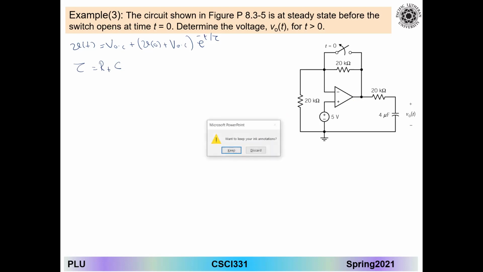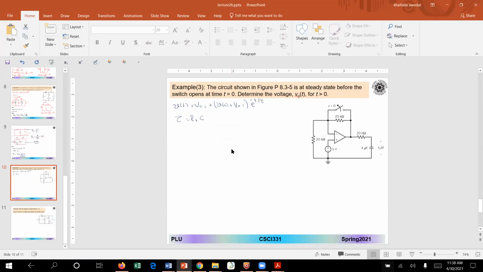Let's think about it, guys, for a minute. Just 1 minute before we start to solve it together.